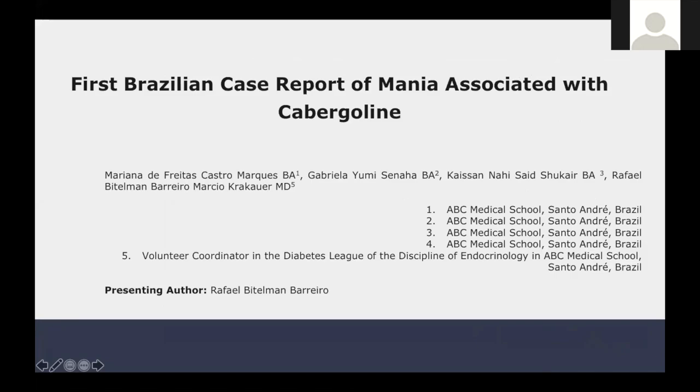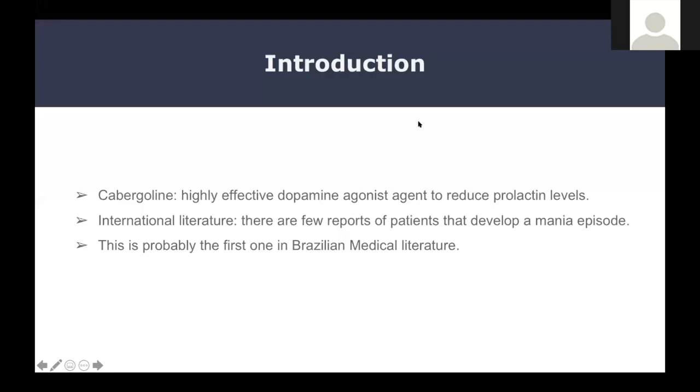So, just a minute, okay. So Cabergoline is a highly effective dopamine agonist agent to reduce prolactin levels. It has adverse side effects.